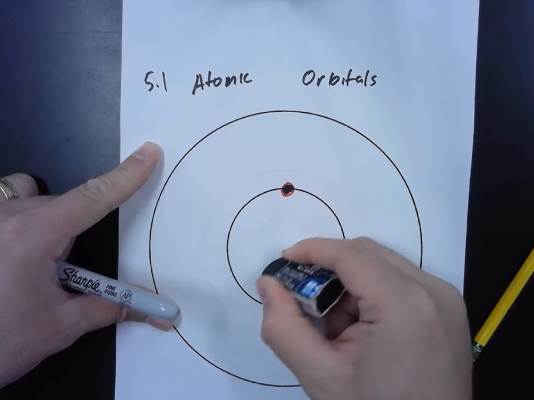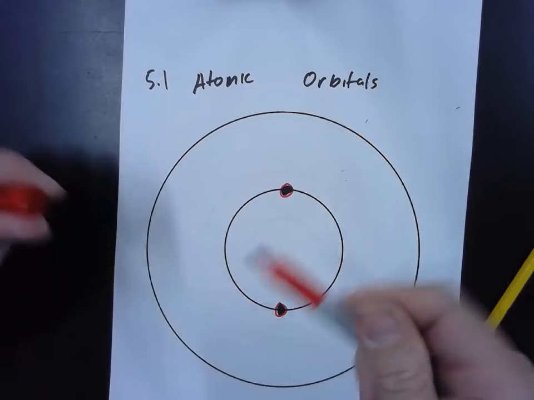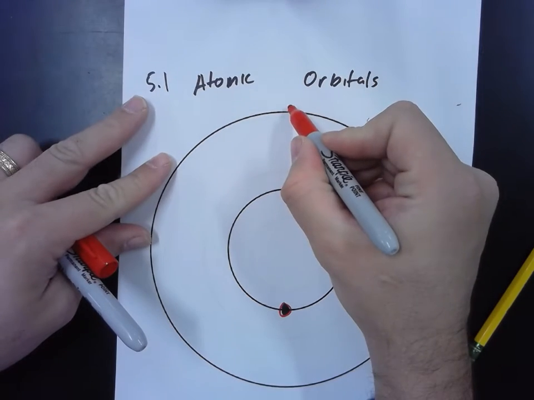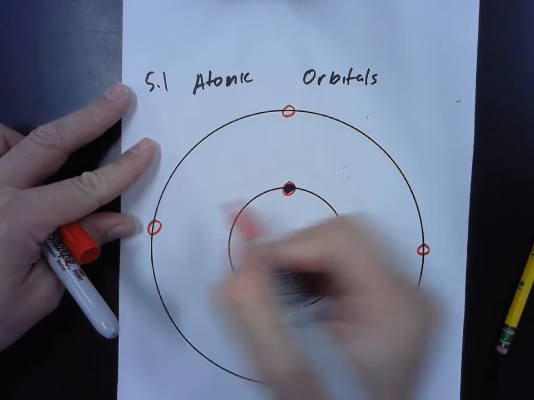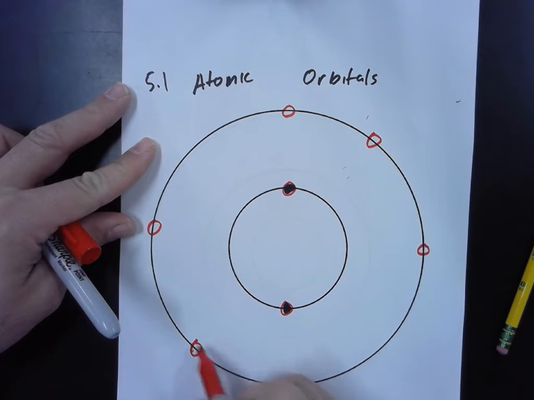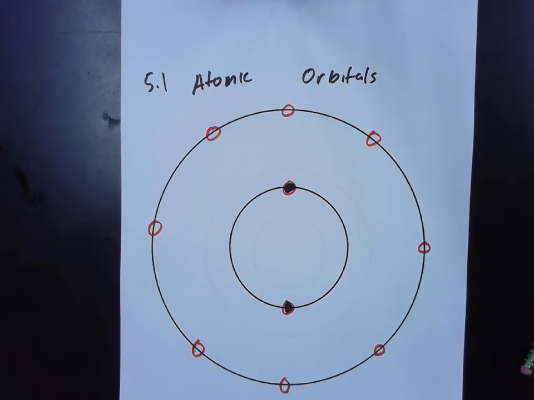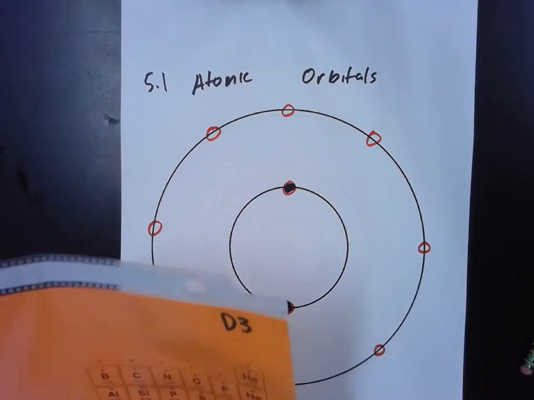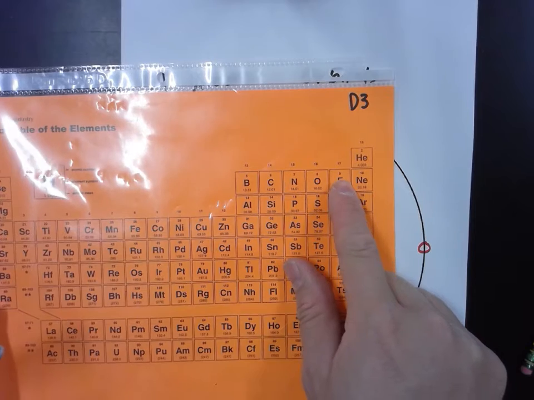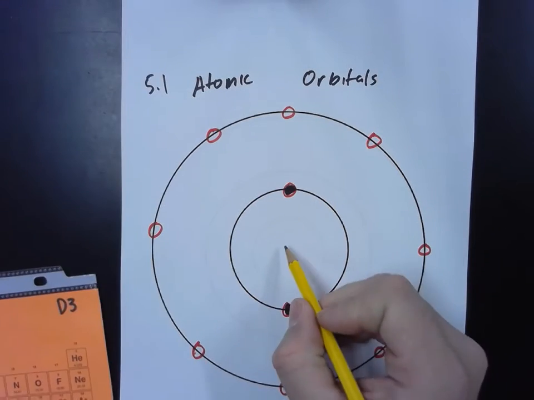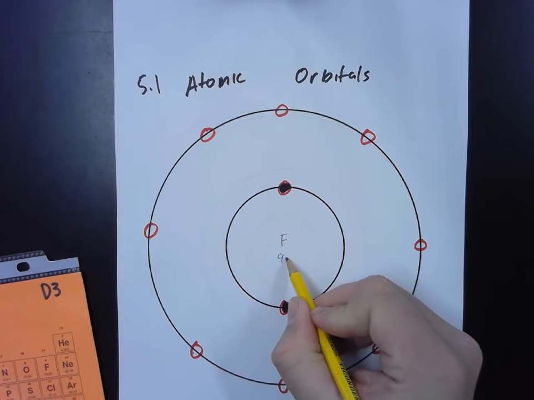After these first two seats are filled up, people have to go to the next row, right? The next row has a total of 8 empty seats: 1, 2, 3, 4, 5, 6, 7, 8. These seats are going to fill up in order. Let's pick, for example, fluorine. Fluorine is atomic number 9, and it's got 9 electrons.